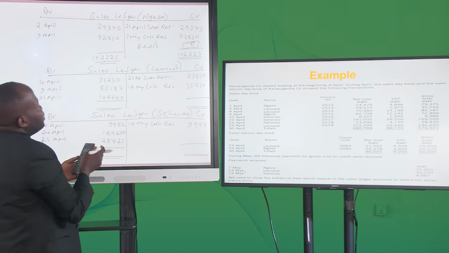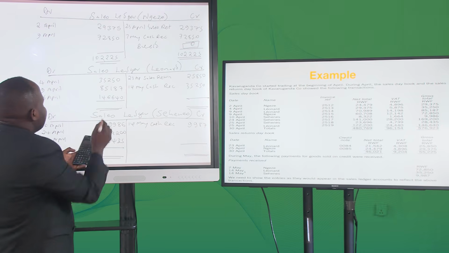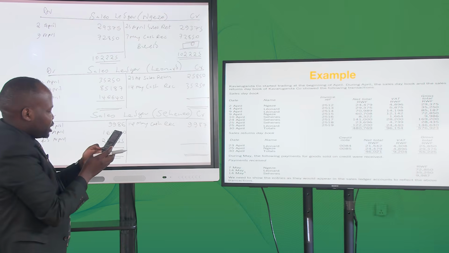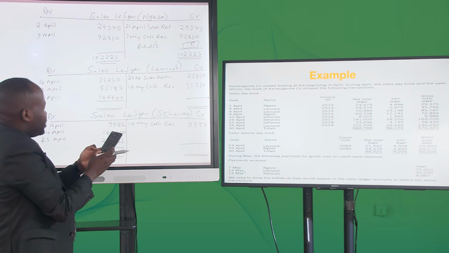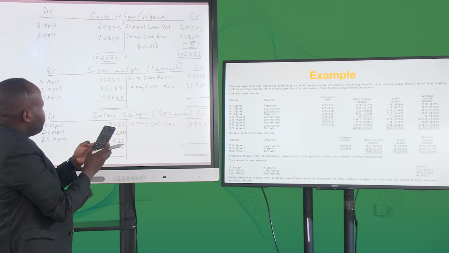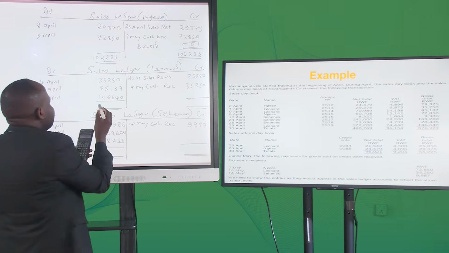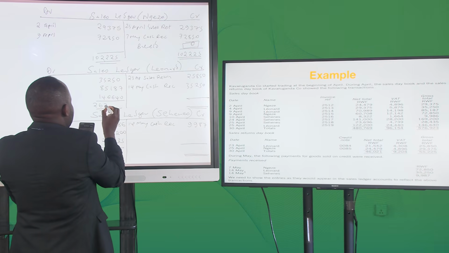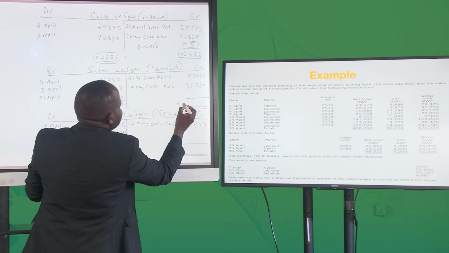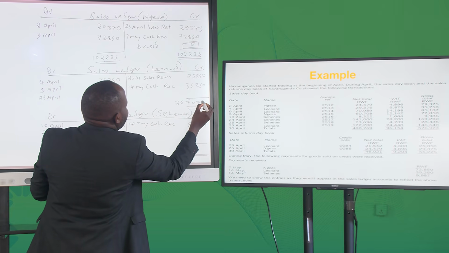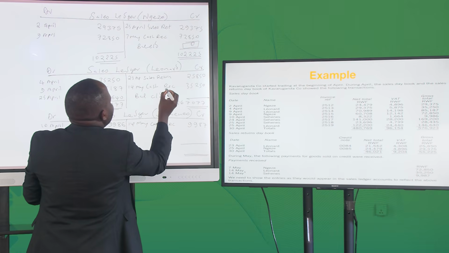Next, we come to Leonard. We need to find if they owe us anything. So we'll have 35,250 plus 85,187 plus 146,640. That gives us 267,077.